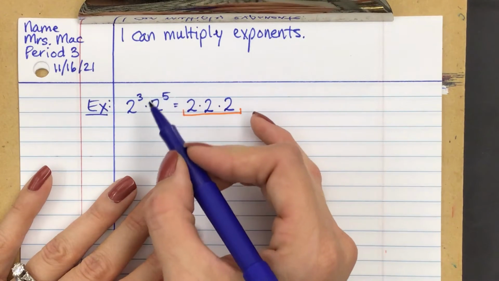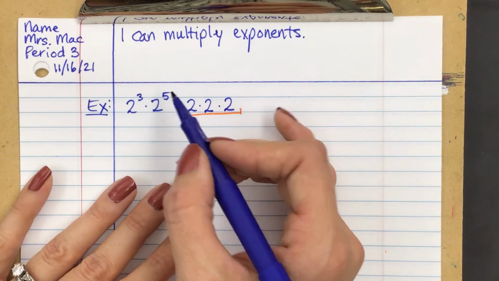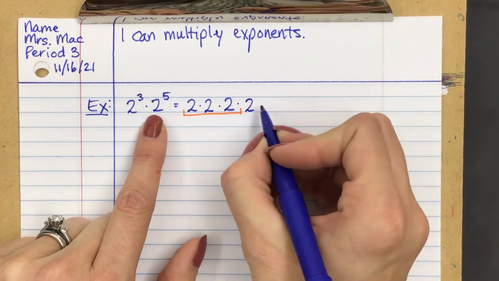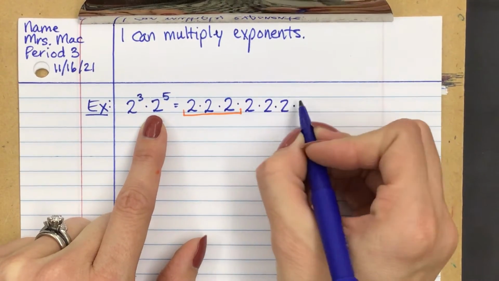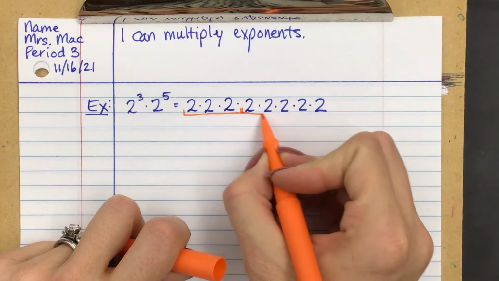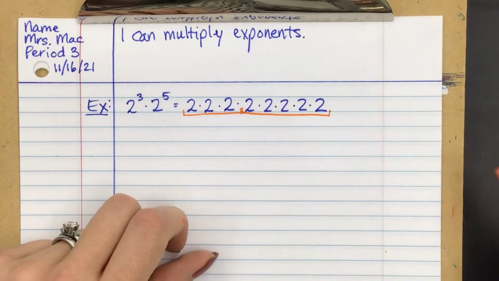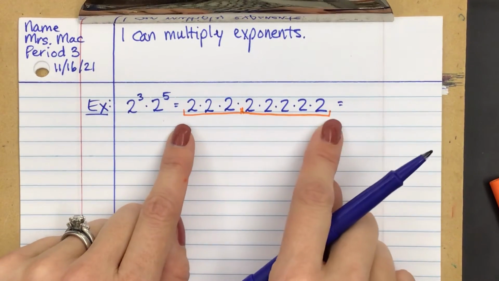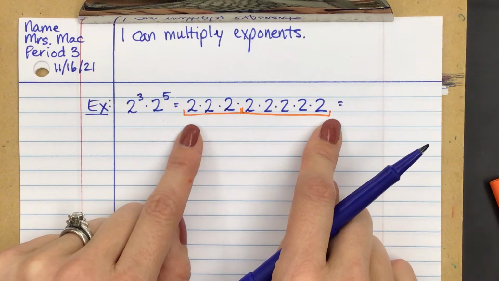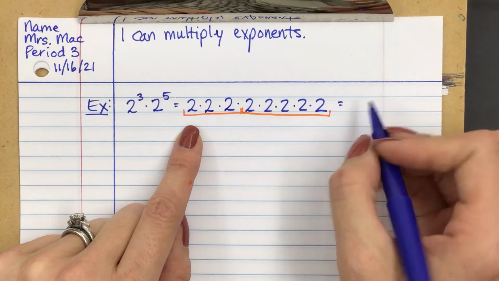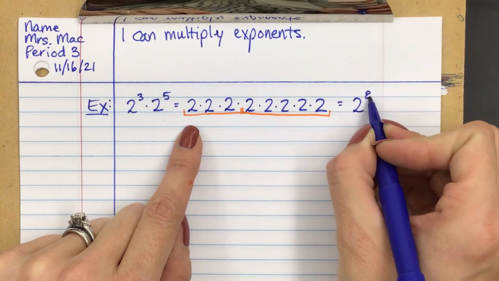Okay, now we're going to look at the second portion here, which is 2 to the fifth power, and we're multiplying. So I'm going to put my multiplication symbol, and then this is happening 5 times. So 2 times 2 times 2 times 2 times 2. And that's for that second portion right there. So question for you, if we were going to then take this whole thing and write it in exponent notation, what would it be? 2 to the what? Yeah, 2 to the 8th power.